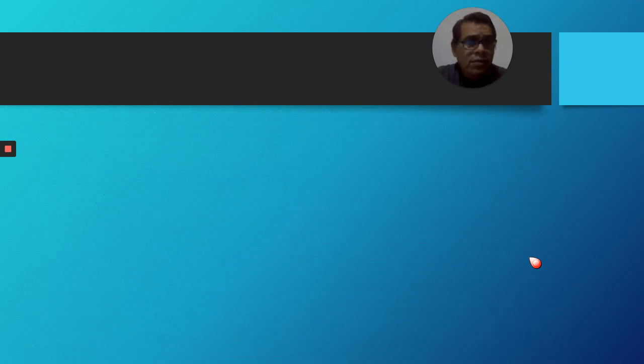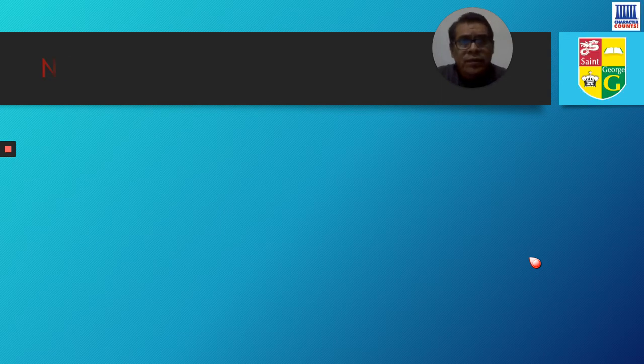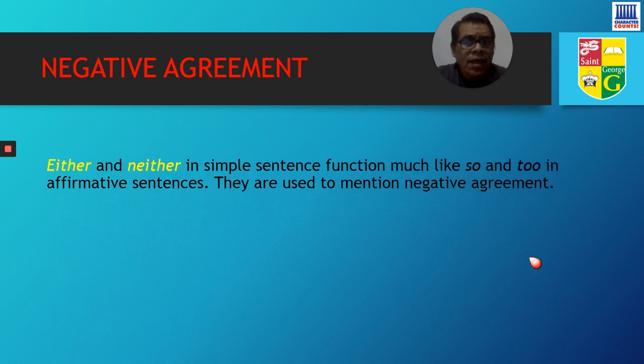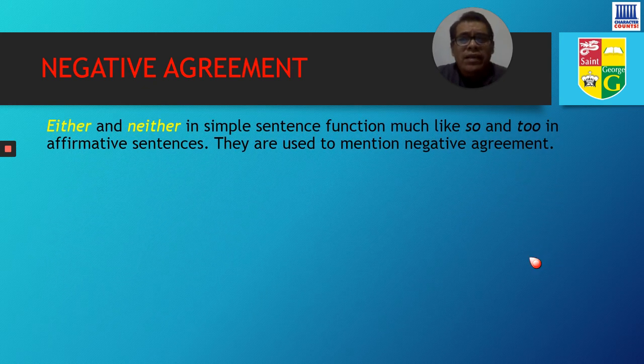Now let's take a look at negative agreement. Negative agreement uses the words either and neither.